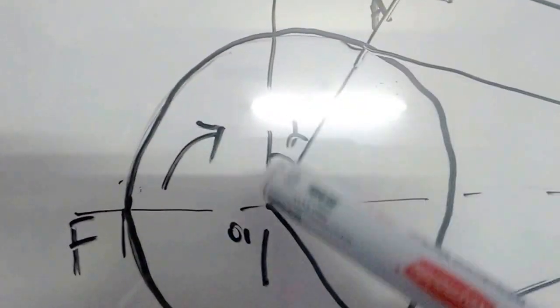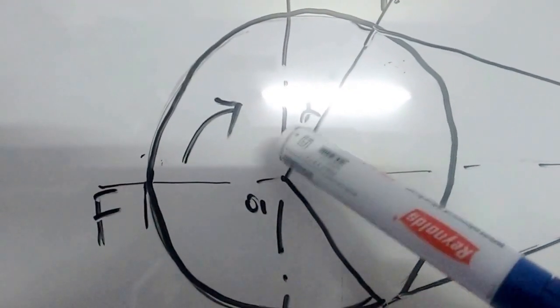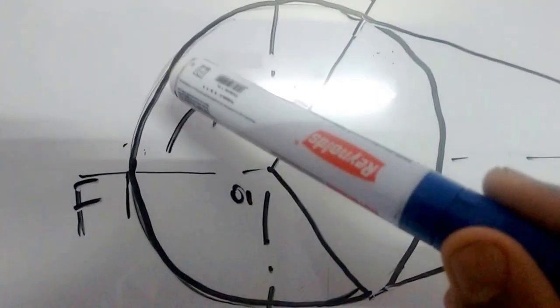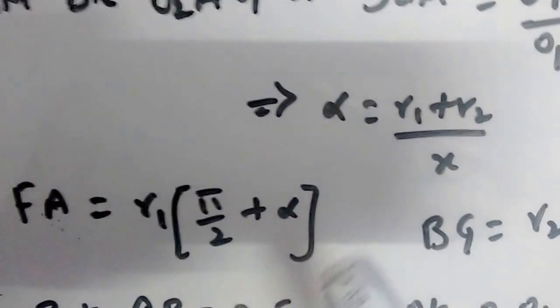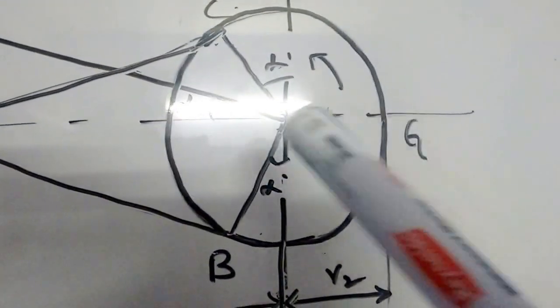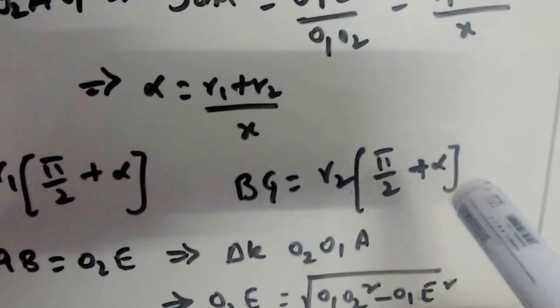The length of the arc FA is equal to the angle into the radius, that is R1 into (pi by 2 plus alpha). Likewise, the length of the arc BG is R2 into (pi by 2 plus alpha).